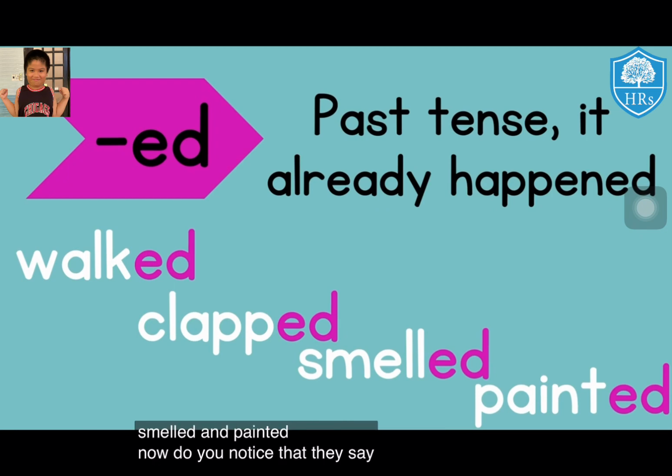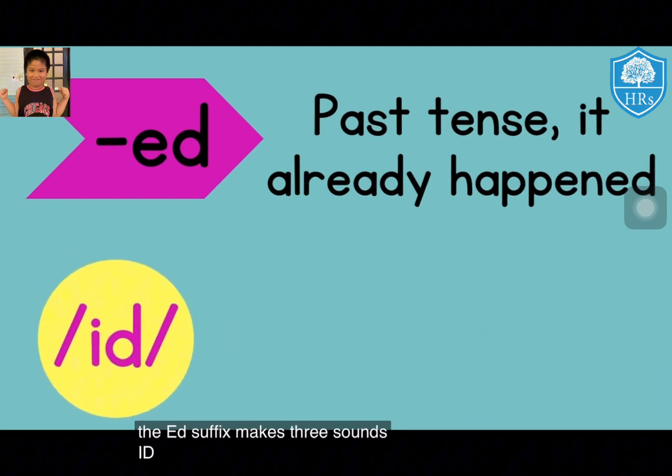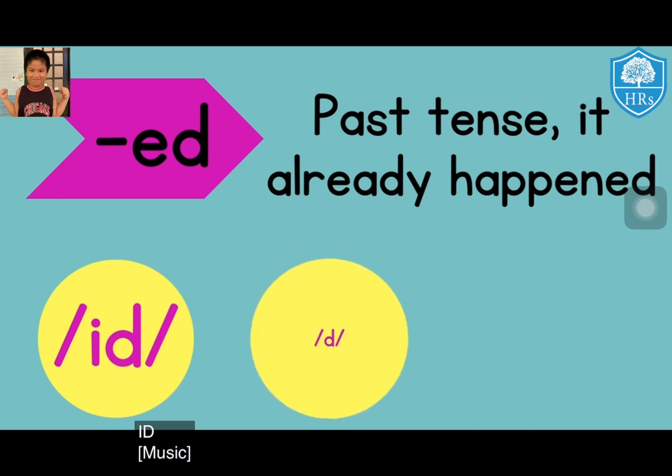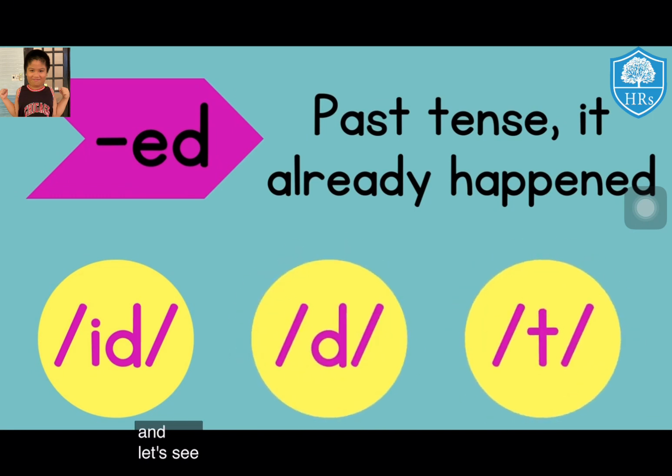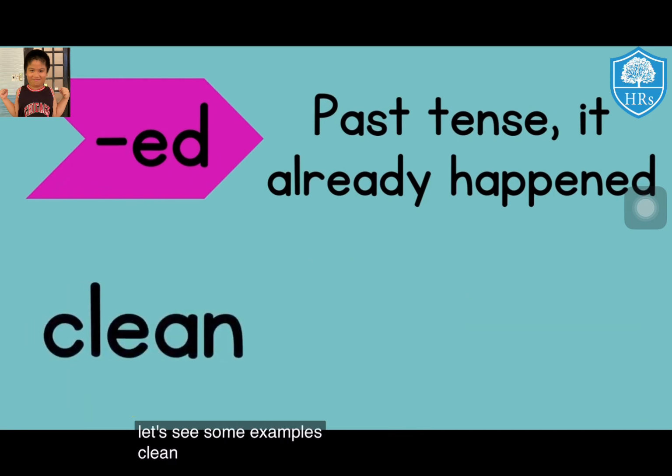Now, do you notice that they say different sounds at the end? Walked, smelled, and painted. The ed suffix makes 3 sounds: id, d, t. Let's see some examples.